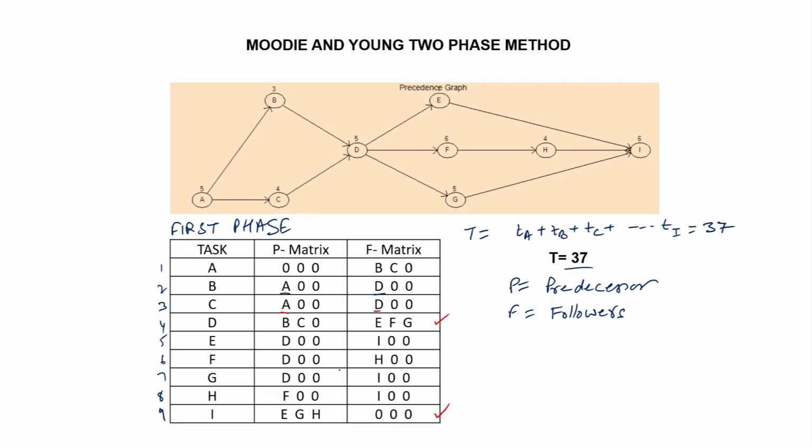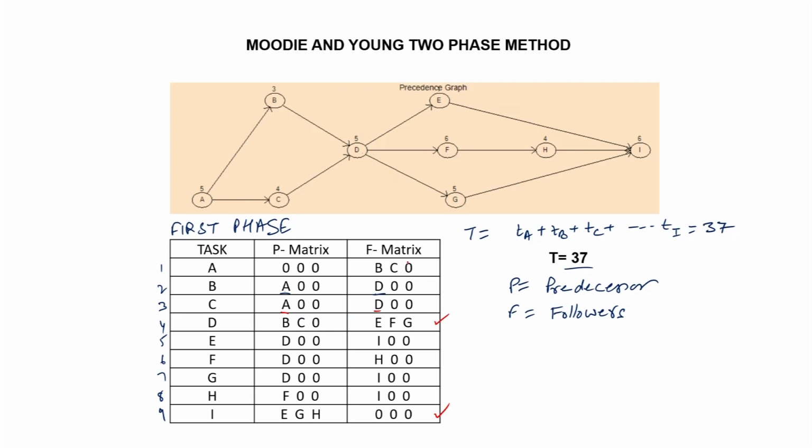Then you will find that the maximum number of predecessors is 3. So, we have taken 3 columns here. How many columns to be taken? Once we find out the maximum number of predecessors, the rest are covered with the help of zeros. Similarly, in the follower matrix we are having maximum 3 followers, and the rest are covered with zeros everywhere. So, this is how we can prepare the P matrix and the F matrix.